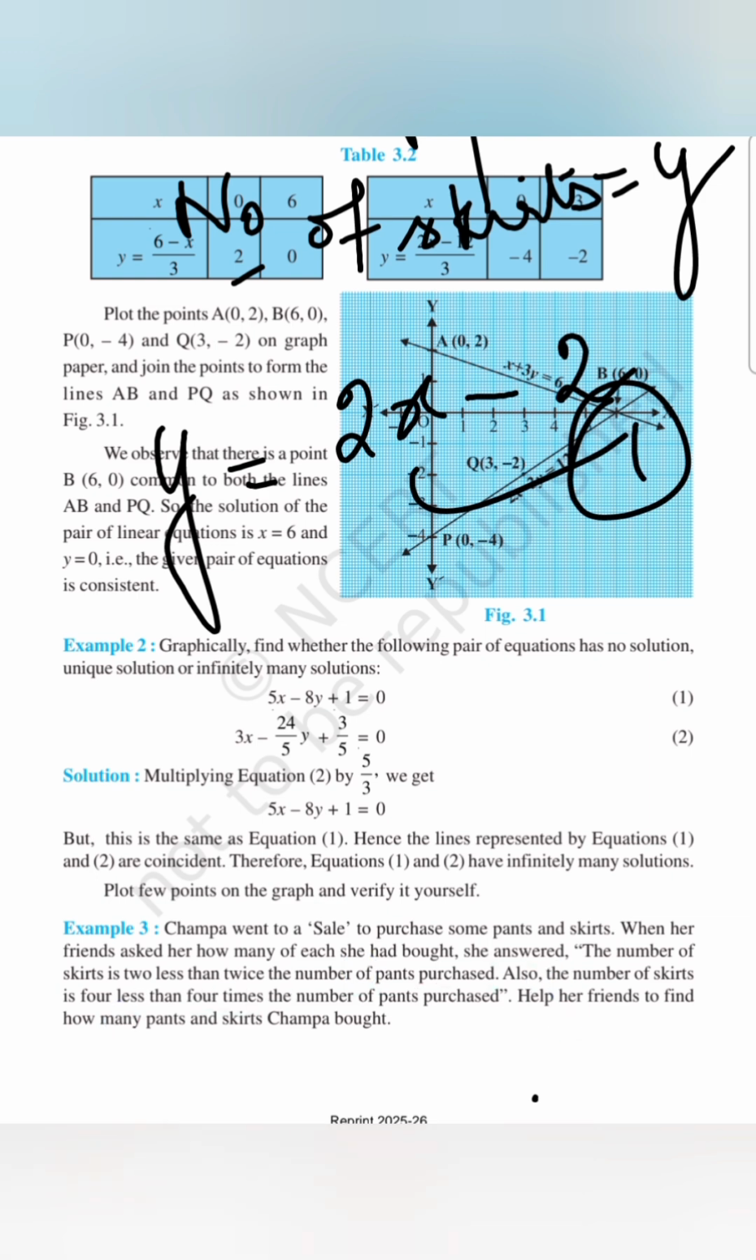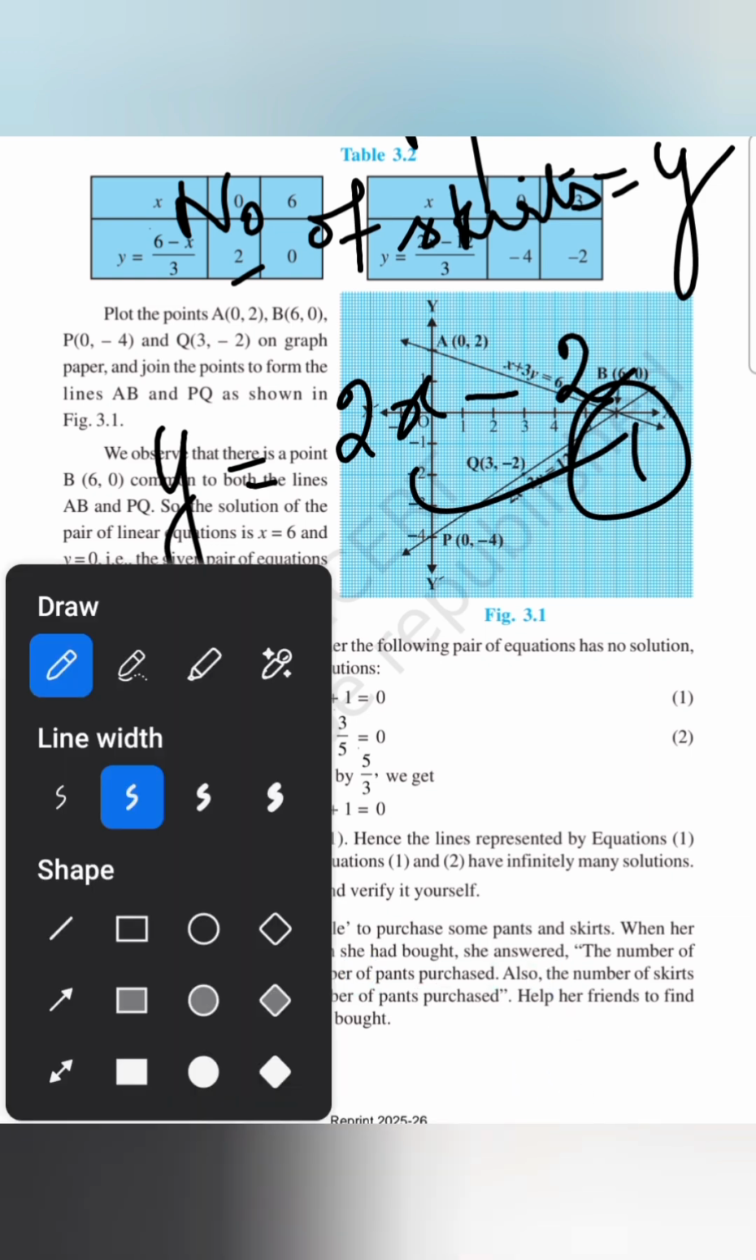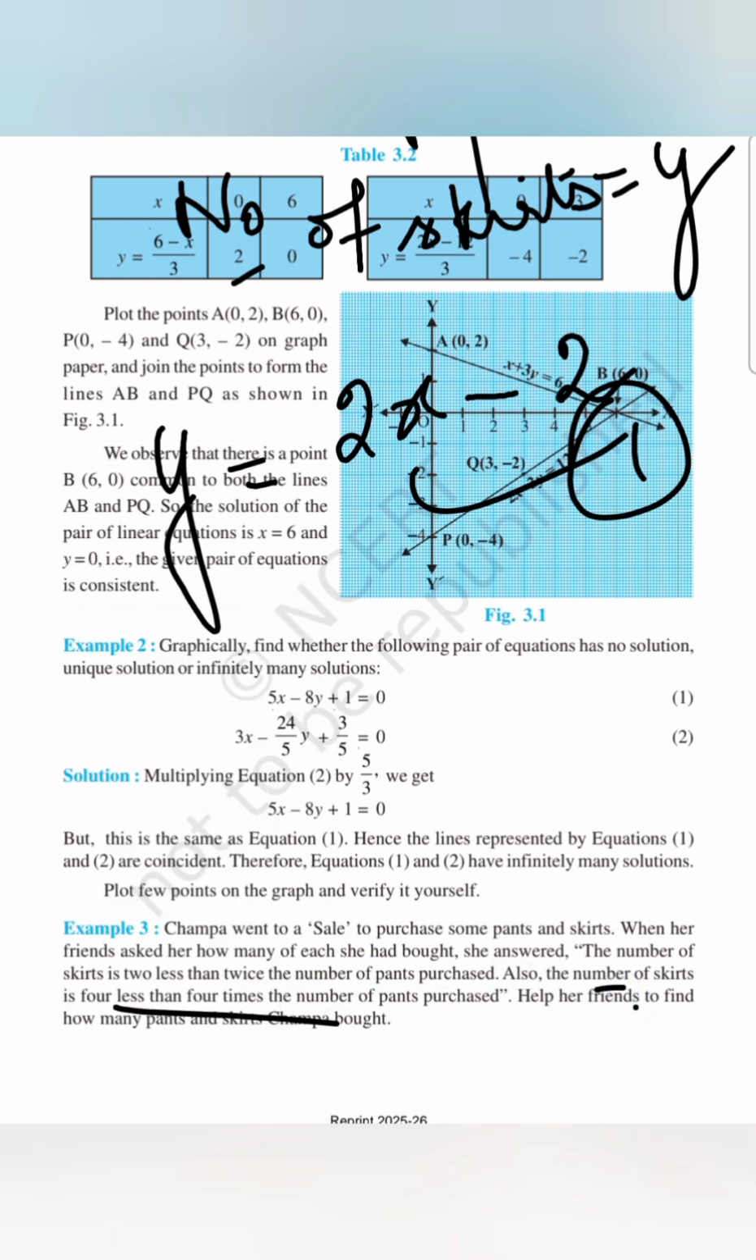For the second equation, the condition given here is the number of skirts is 4 less than 4 times the number of pants purchased. So 4 times the number of pants is 4x, 4 less than that, so minus 4. And that gives you the number of skirts.